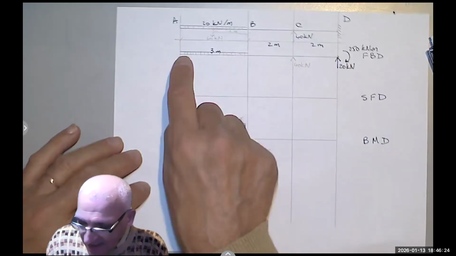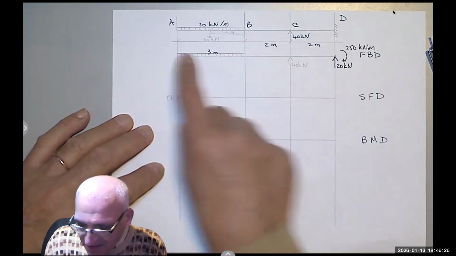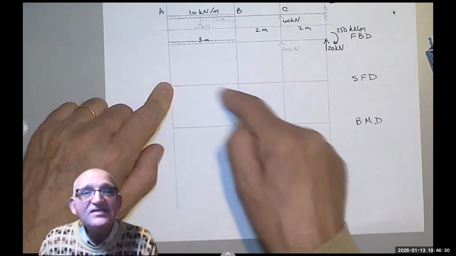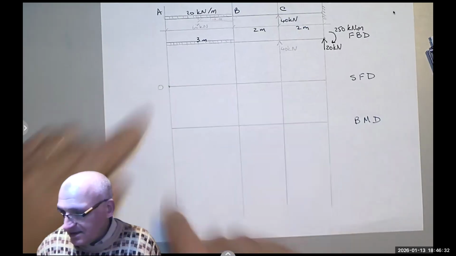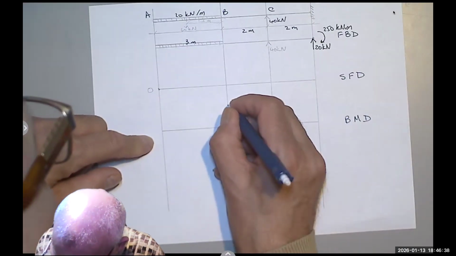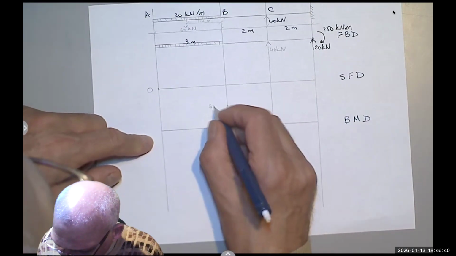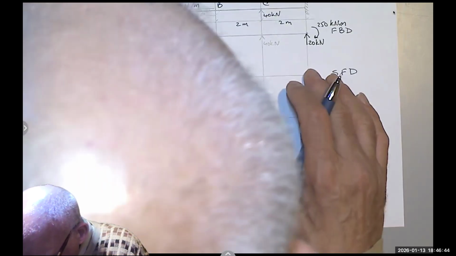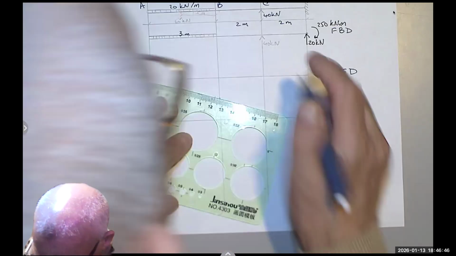You can see that this is 60 kilonewton meter. Going from here it's 0, here it's 60, and it's decreasing as we go. So it's a straight line, and let's assume the 60, for example, is here. So this is 60 kilonewton, and I get that.